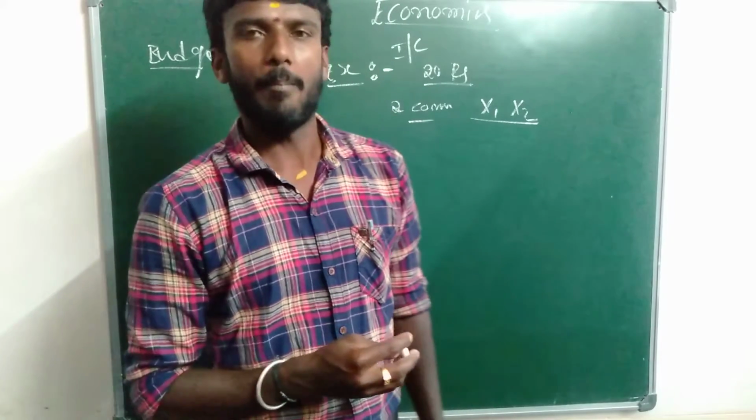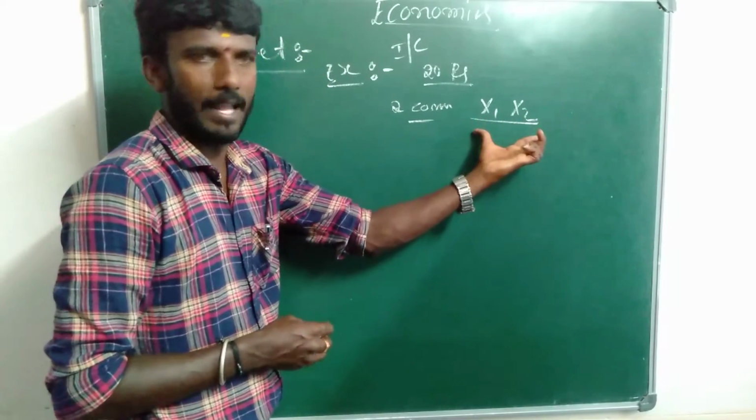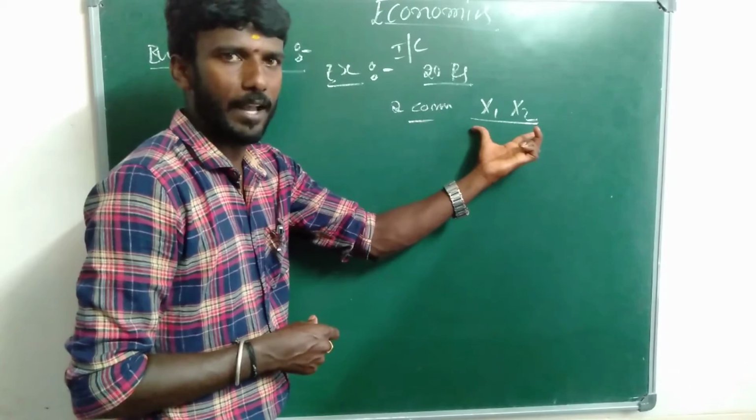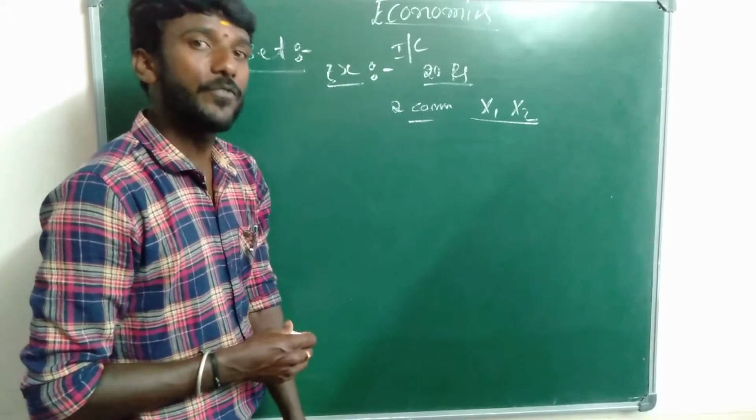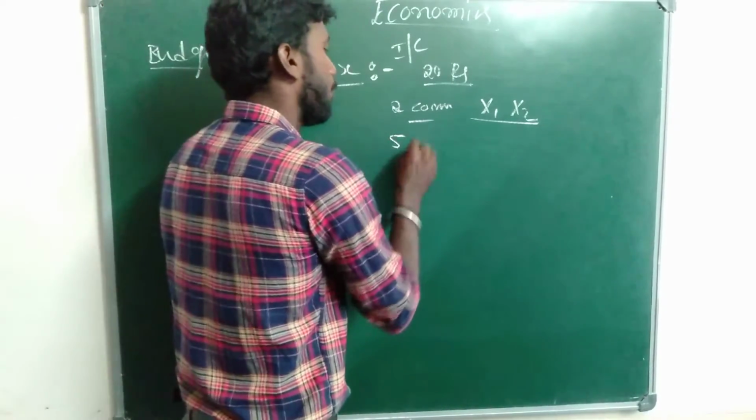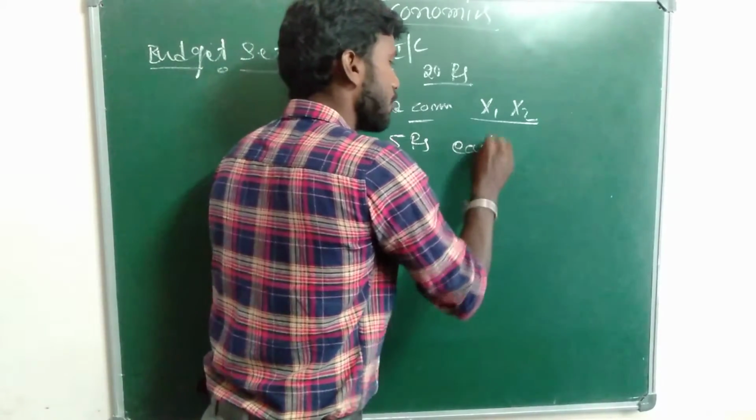Now in the market, those two commodities, x1 and x2, are priced at 5 rupees each.